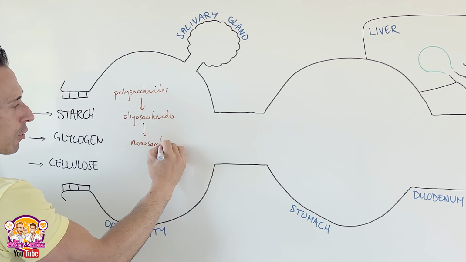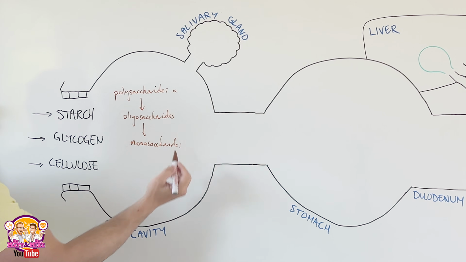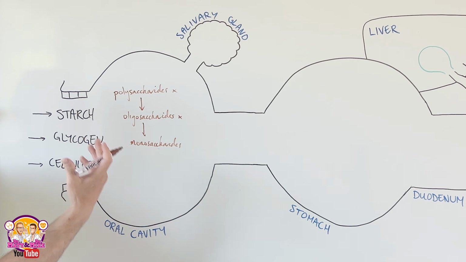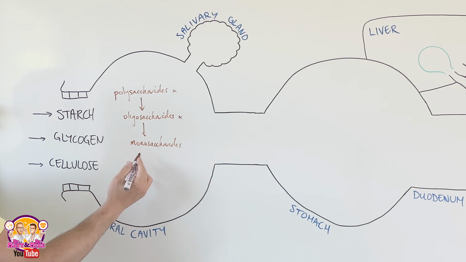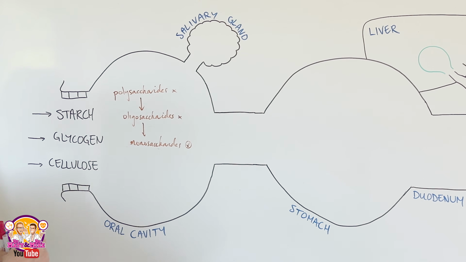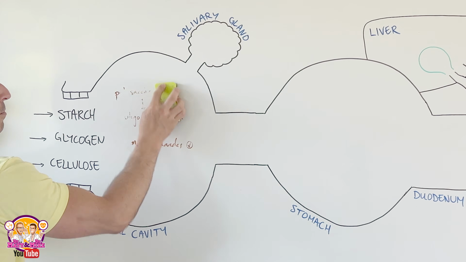And the monosaccharides is what we absorb. That's really important. We cannot absorb polysaccharides. We cannot even absorb the oligosaccharides or even some disaccharides, which are two sugars. We must absorb the monosaccharides. So just keep in mind that that's what we're aiming for. We need to absorb the monosaccharides.